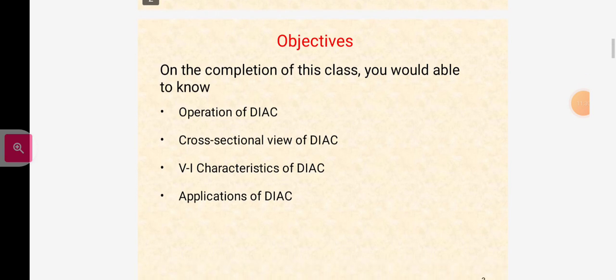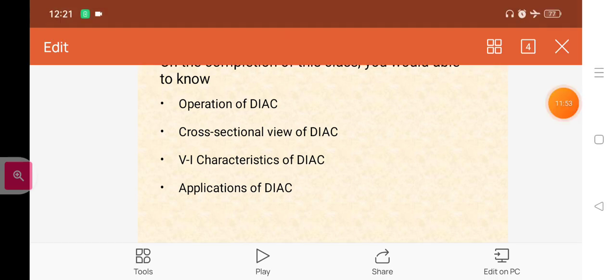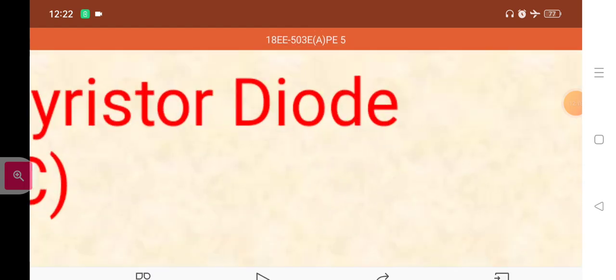So now I am going to discuss the operation of the diac. Diac means the diode that can work on AC, alternating current. So we are going to discuss the operation of diac, cross-sectional view of diac, VI characteristics of diac, and applications of diac. So these are the four points we are going to discuss about the diac.